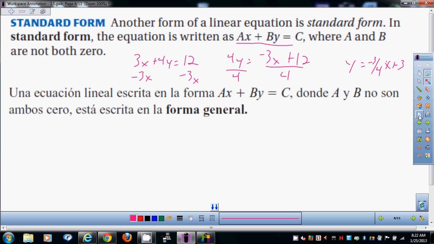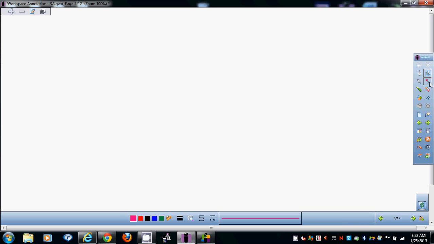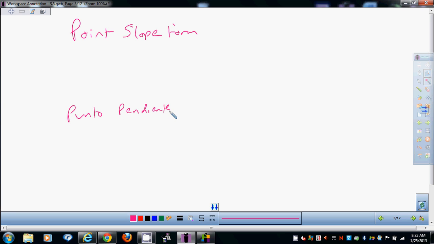This is not in your book. You probably have seen this before too, but it's going to make your life a lot easier. It is called point-slope form. Now, I'm going to try to put this in Spanish. Punto pendiente form? Is that right? Yeah. I'm learning. So, that form: y minus y1 equals m times x minus x1.